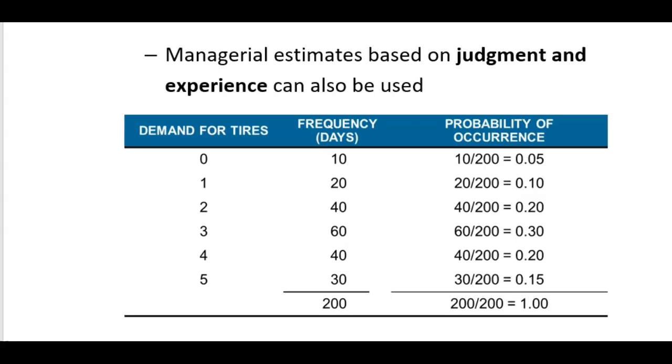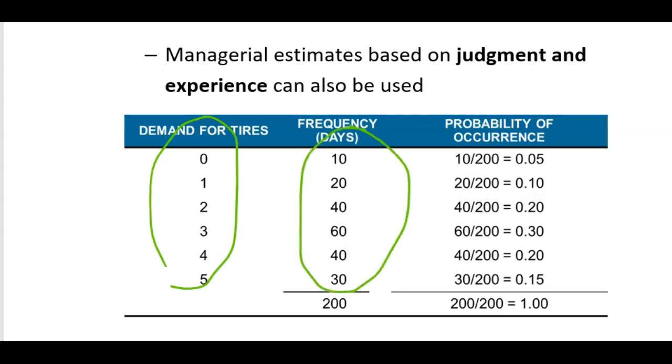In this example, we have the demand for tires, and we also have the frequency that it happened during the 200 days. From this information, we can calculate the probability of occurrence or the probability distribution. How to get this probability is just taking the frequency and then dividing it by the total number of days.